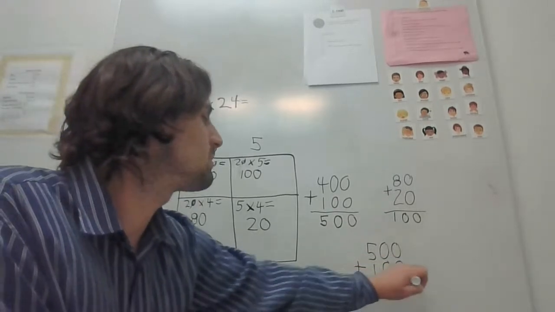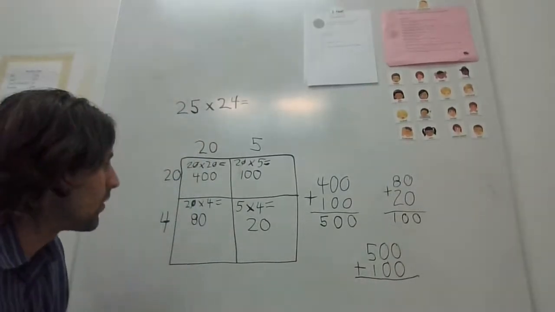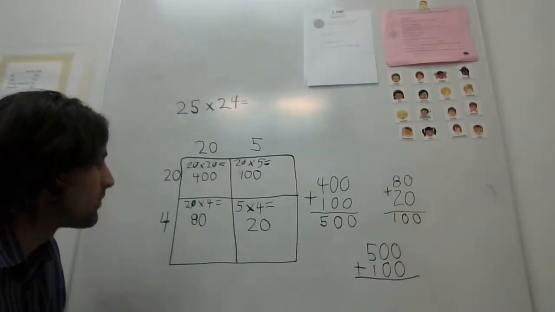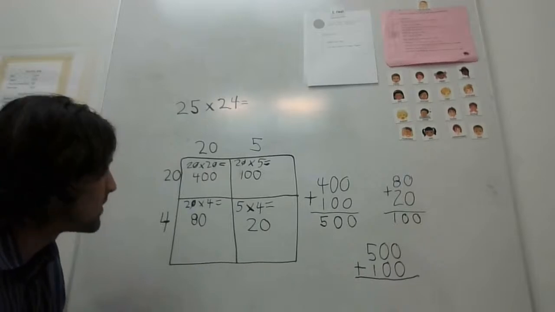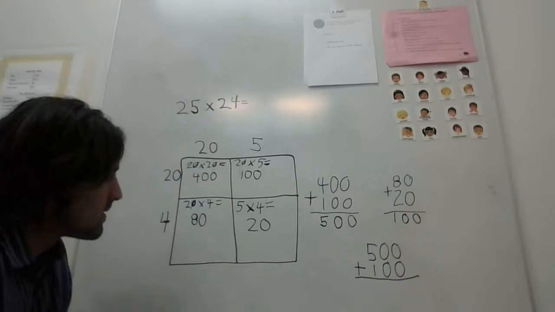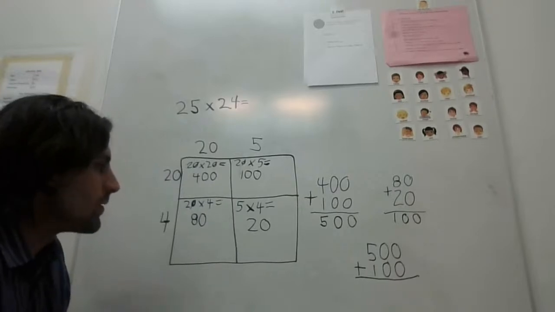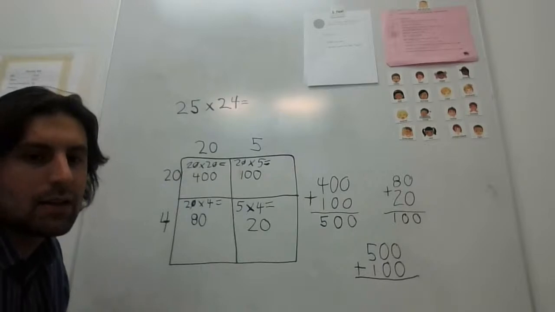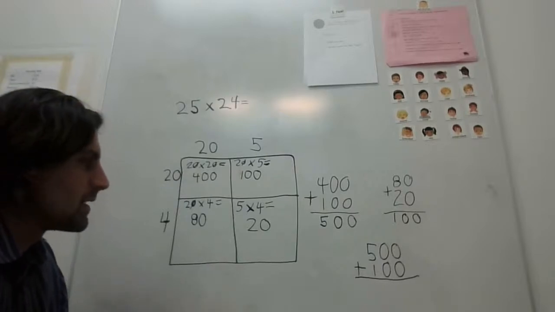Plus 100. Now, it is possible to add all four numbers together at once and make it one big addition problem, but I think it's easier. I found that it's easier for students to break it down. Adding all four numbers at once requires you to do a lot of the addition in your head. It's easier to break it down. This is the easier way. This is the more efficient way.